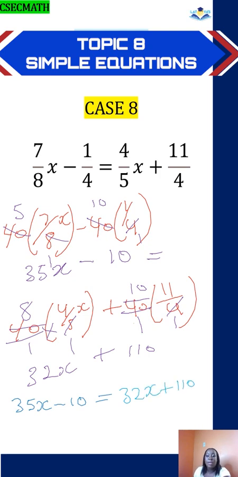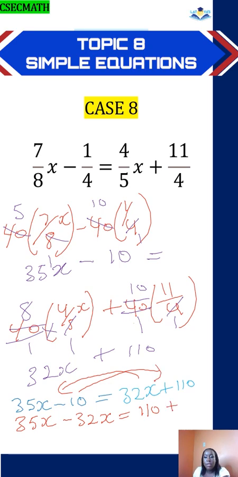And again, I'm solving for x, so I'll bring everything that has x on one side. On this side, I have 35x. Positive 32 comes across, becomes a negative 32x, is equal to, on this side of the equal sign, I already have 110. I'm going to take across this negative 10. It will become positive 10.